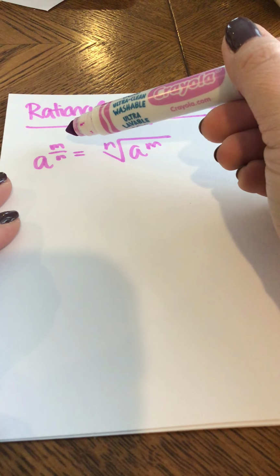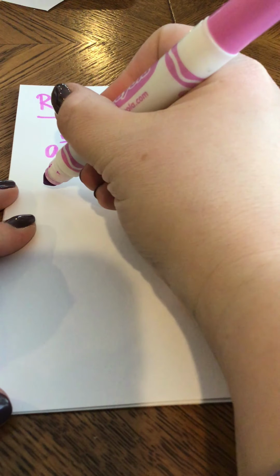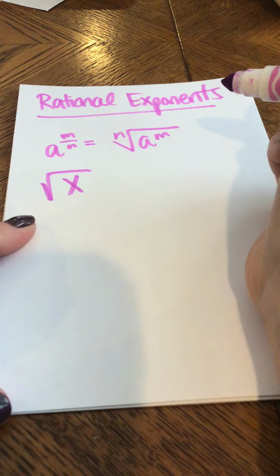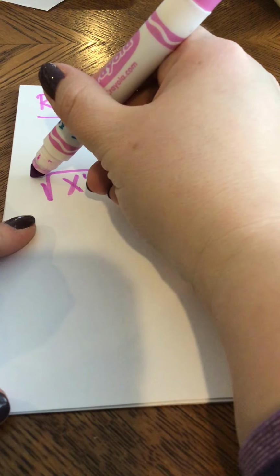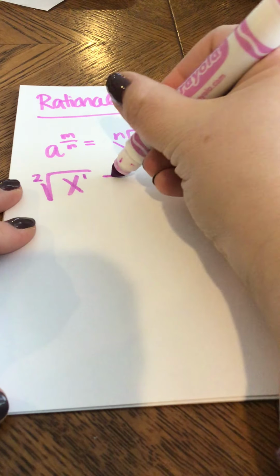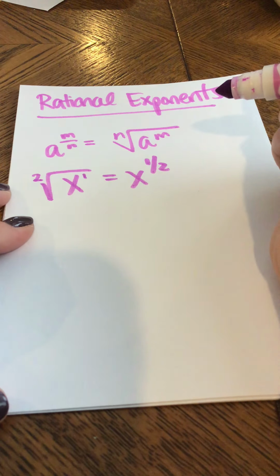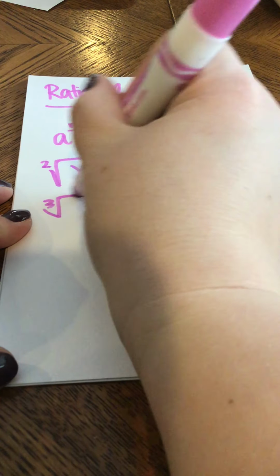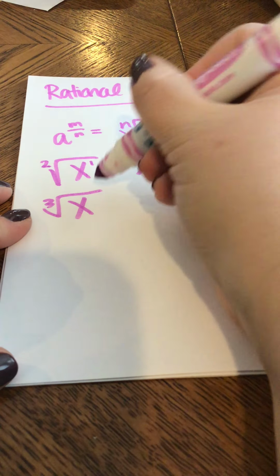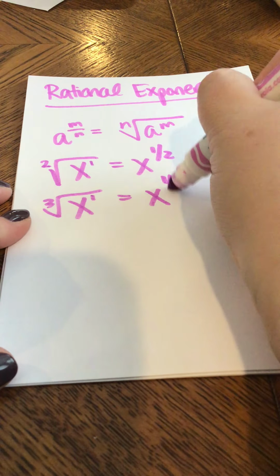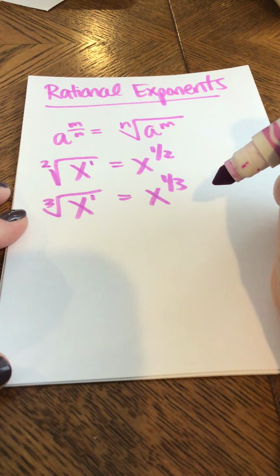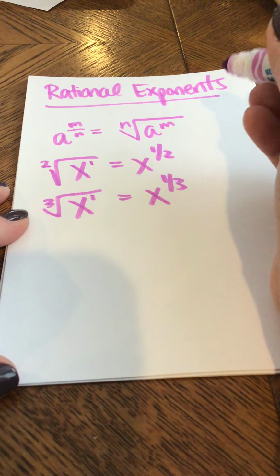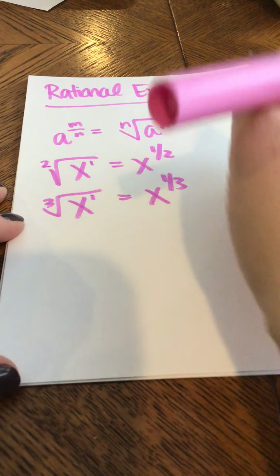Now, a couple things to keep in mind. Honestly, the most important thing of the entire lesson is that if you have the square root of x, there's an invisible 1 right here, and there's an invisible 2 right there, so this is equivalent to x to the 1/2 power. Or if you have the cube root of x, there's an invisible 1 right here. This would be x to the 1/3 power. So if you see 1/2, 1/3, 1/4, that's just square root, cube root, fourth root, and so on. And you need to simplify as needed.